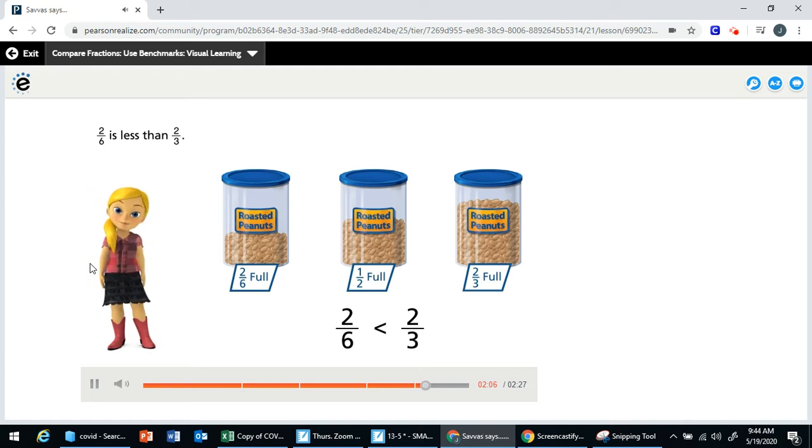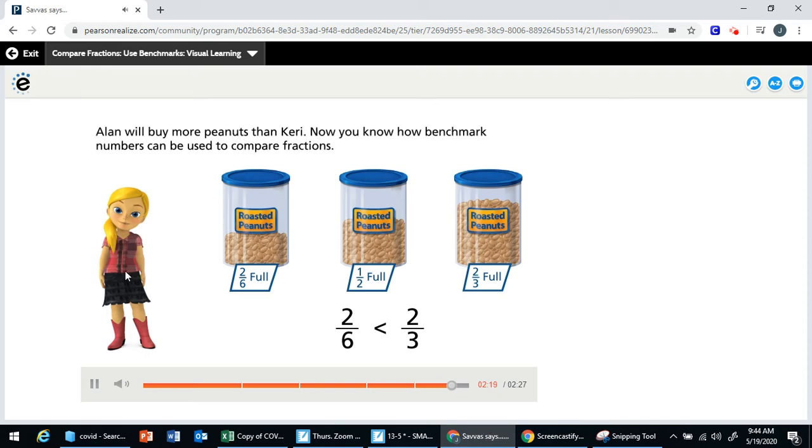2/6 is less than 2/3. Remember, 2/6 and 1/3 are equivalent fractions. Alan will buy more peanuts than Carrie. Now you know how benchmark numbers can be used to compare fractions.